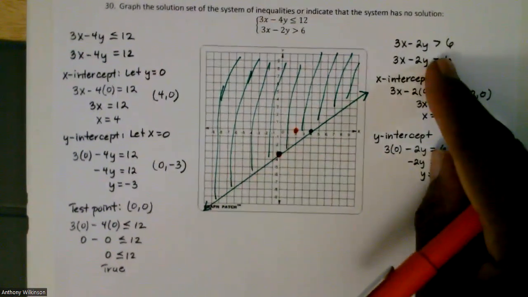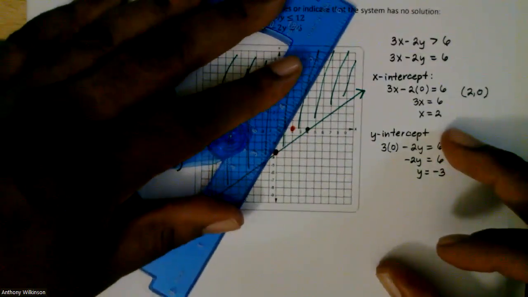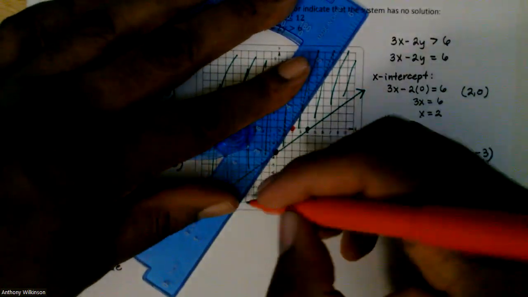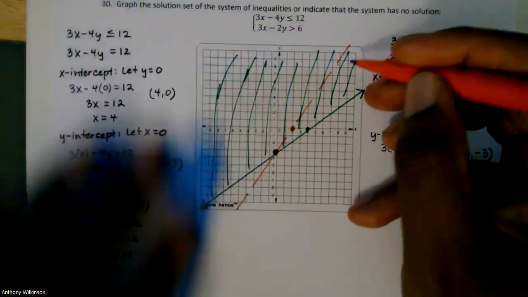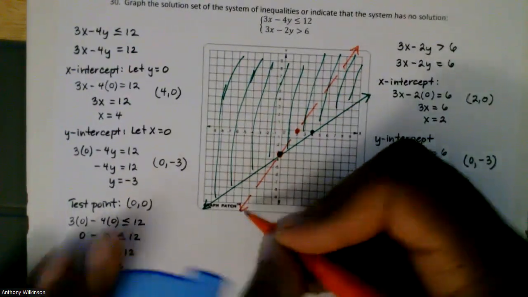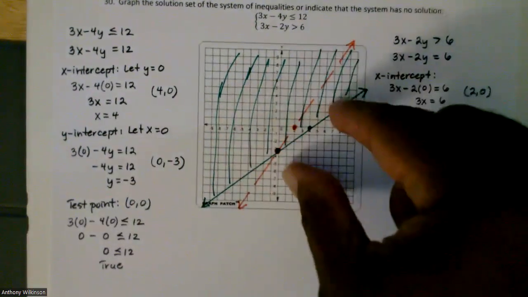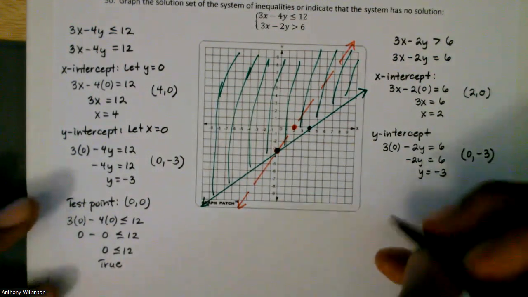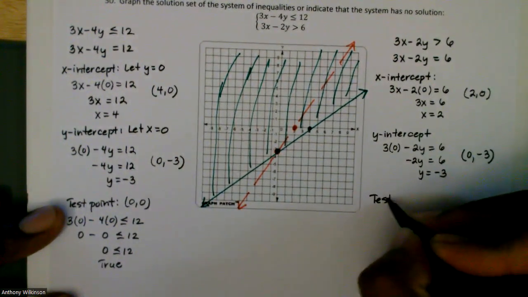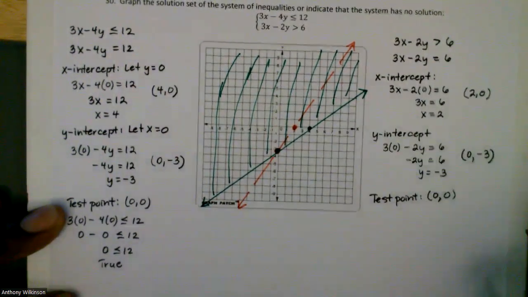Now, it says greater than. That means when I graph the line, it's going to be a broken line or a dotted line or a dashed line. So here's what that line looks like. And keep in mind, it's a dashed line. Like this. And also, to find out which side I need to shade, either the top or the bottom, or left or right, I need to choose a test point. And again, I'm going to use 0, 0, since that point is not on the line. So I use 0, 0.